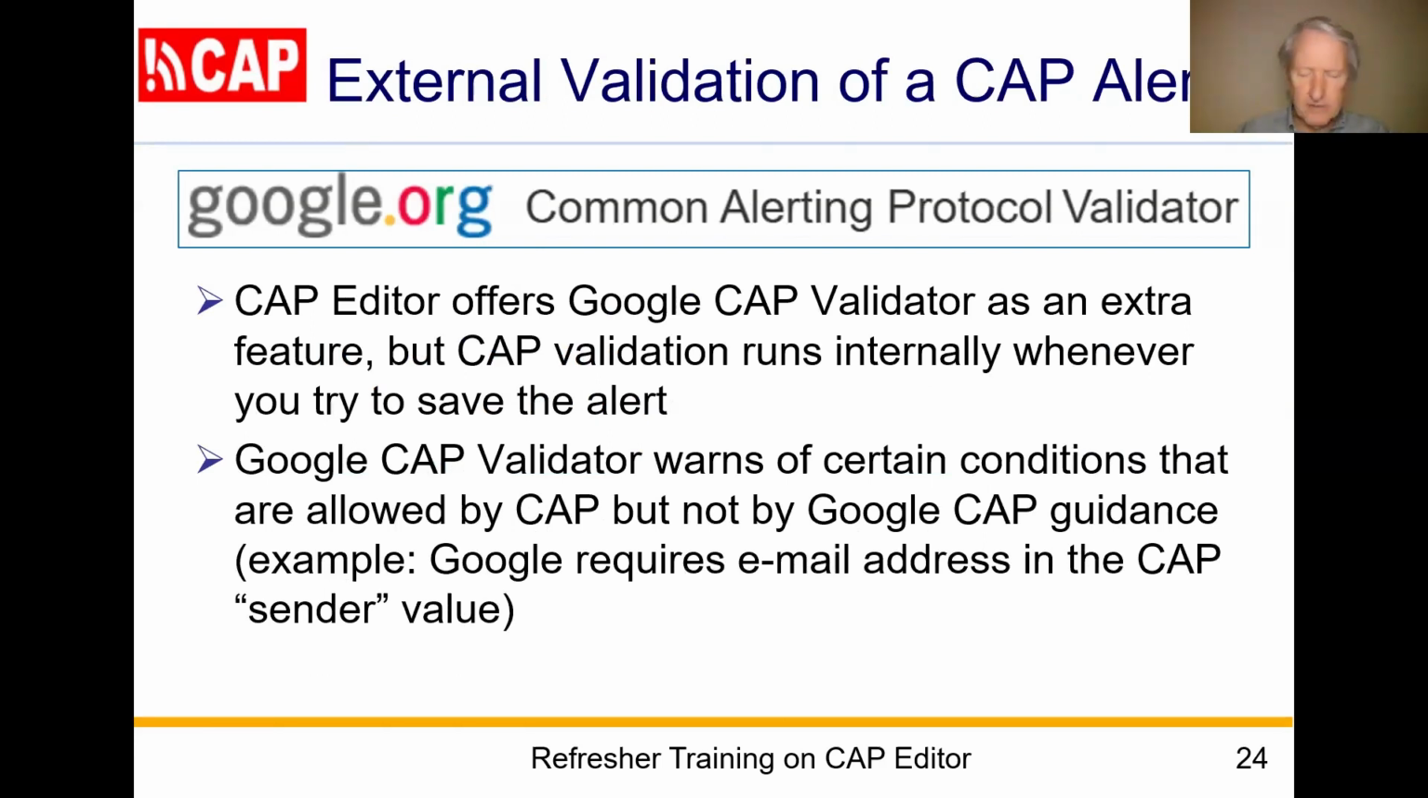Now, CAP Editor offers Google CAP Validator as an extra feature, but know that the CAP validation is actually running internally whenever you try to save the alert. So the Google CAP Validator does warn of certain conditions that are allowed by CAP, but not by Google CAP guidance. One example here: Google requires an email address in the CAP sender value. So the CAP standard says you have to have a value in the sender. Google says that has to actually be in the format of an email address.